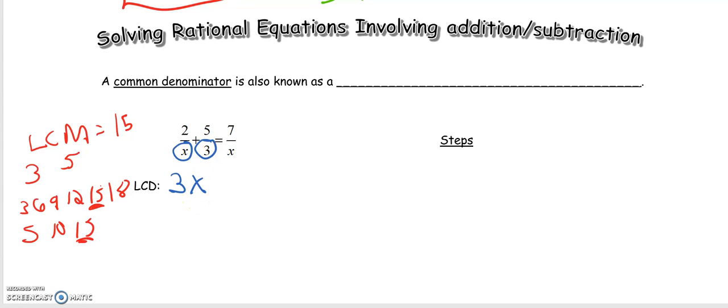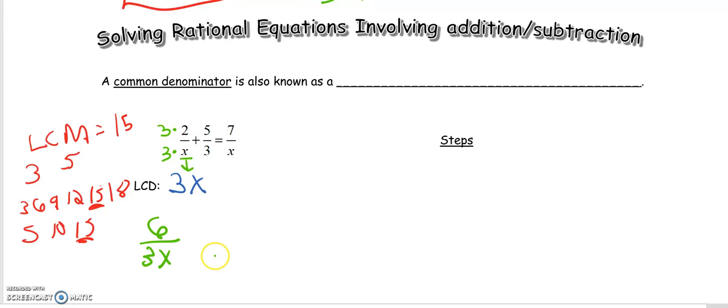So now what we need to go through is in each of these fractions, how can I go from an x to a 3x? Well, I can multiply it by 3. So let's do that on the top and bottom. That's going to give me a 6 over 3x. In the next problem, I have a 3, but I need it to become a 3x. So what do I need to do? I need to multiply it by an x, top and bottom. So now what I'm going to have on the top is a 5x, and on the bottom I'll have a 3x. And then last but not least, don't forget about the other side.